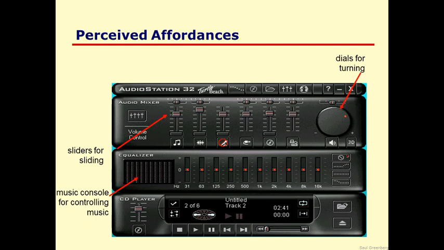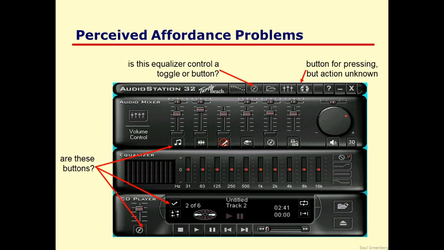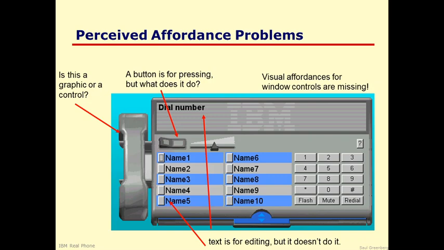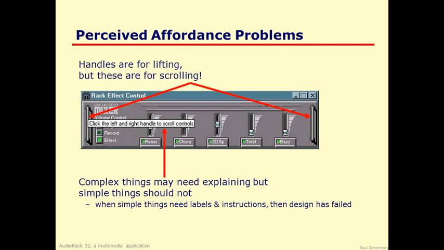So music console for controlling the music, right? Now there are some separate buttons and these separate things. So buttons for pressing, but action is unknown. So on the right top, is this an equalizer, controller, or a toggle button? Things come with so many features that the user either needs to be aware, or you need to bring these items or perceived affordances from the real world. So this is a typical perceived affordance problem. So is this a graphic control, is this a button for pressing, a dial? So you can come across many such examples.